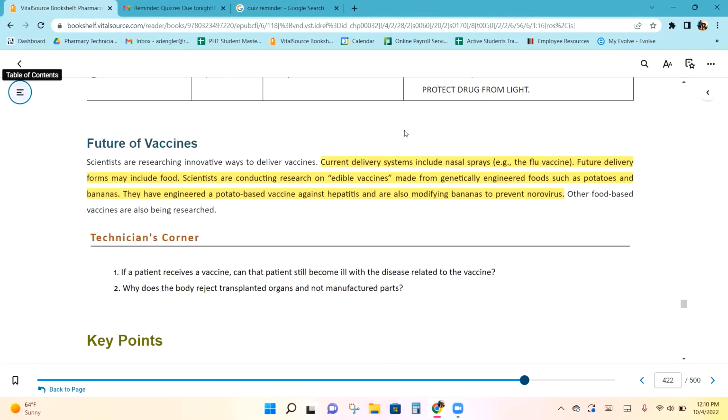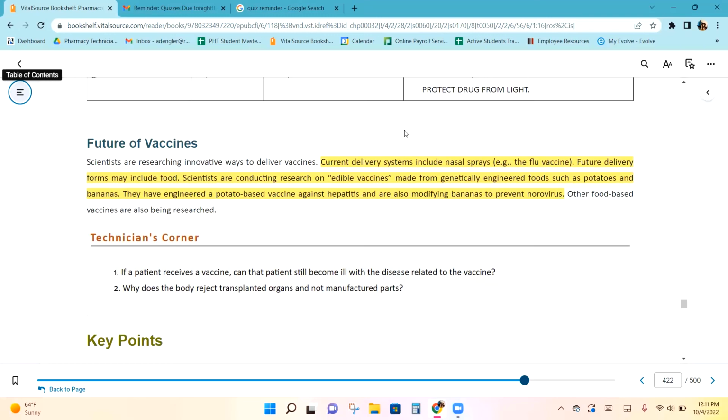Scientists are researching innovative ways to deliver vaccines. Current delivery systems include nasal sprays like the flu vaccine. Future delivery forms may include food. Scientists are conducting research on edible vaccines made from genetically engineered foods such as potatoes and bananas. They have engineered a potato-based vaccine against hepatitis and are also modifying bananas to prevent noroviruses. Other food-based vaccines are also being researched.